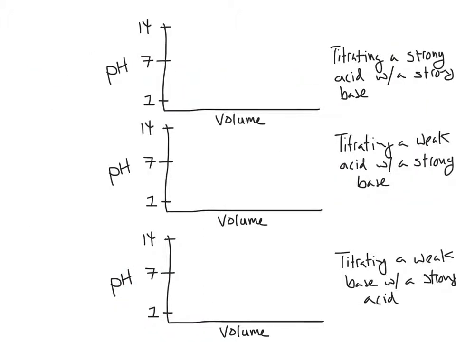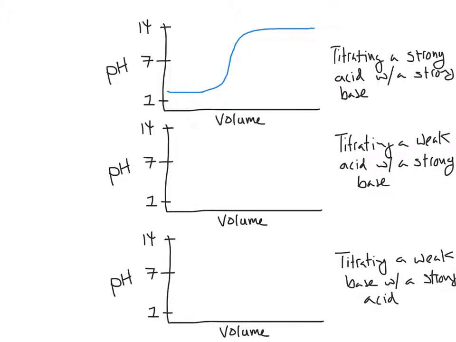Let's look at 3 different titration curves. In the first titration curve, we're going to titrate a strong acid with a strong base. In the second titration curve, we're going to titrate a weak acid with a strong base. And in the third titration curve, we're going to titrate a weak base with a strong acid. The example we did in the previous slide was a strong acid being titrated by a strong base. This curve will look identical.